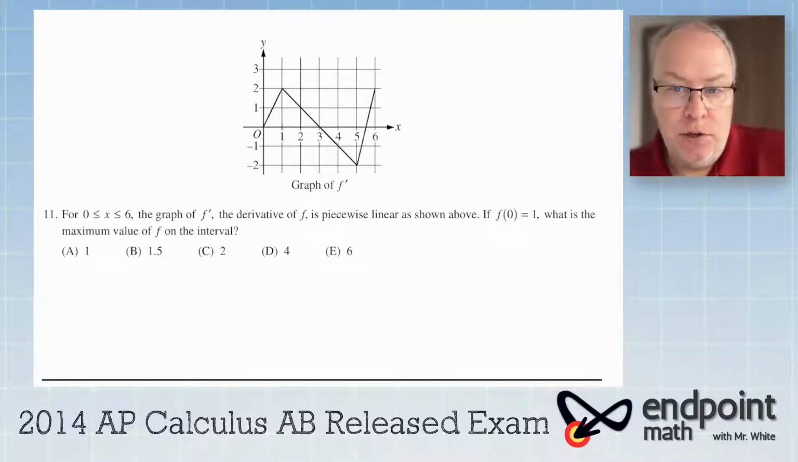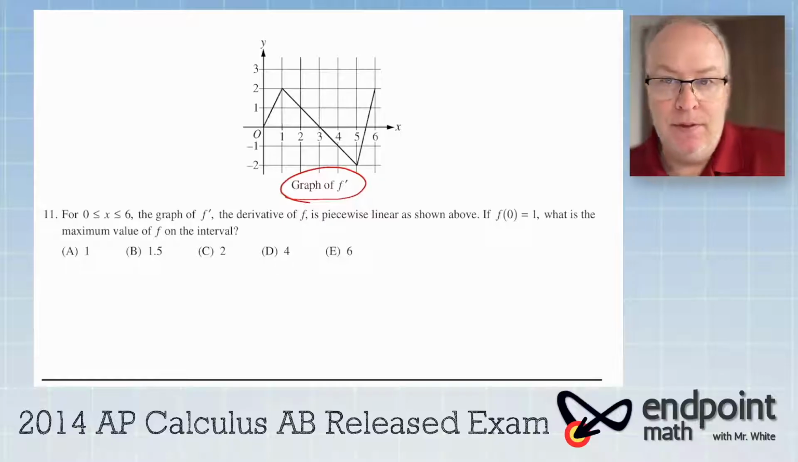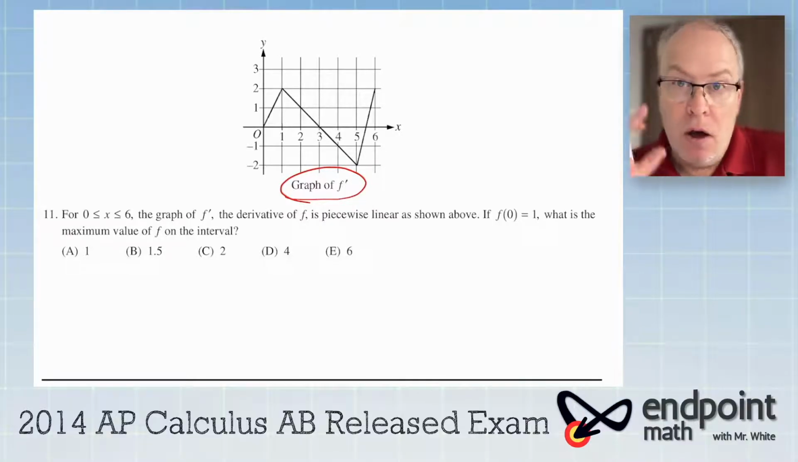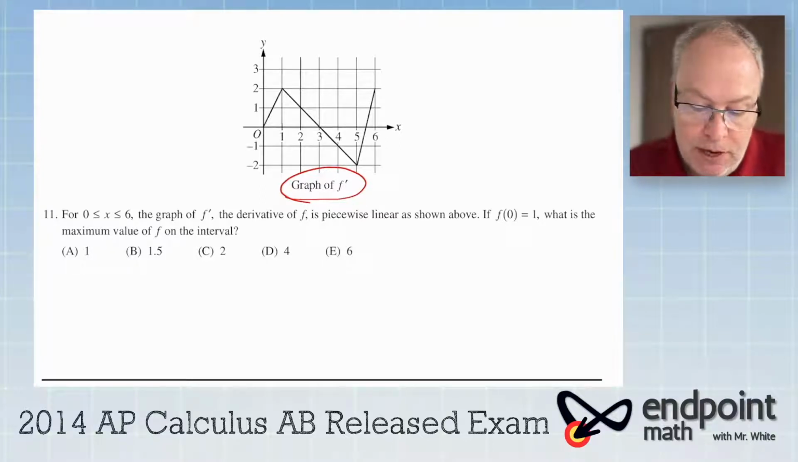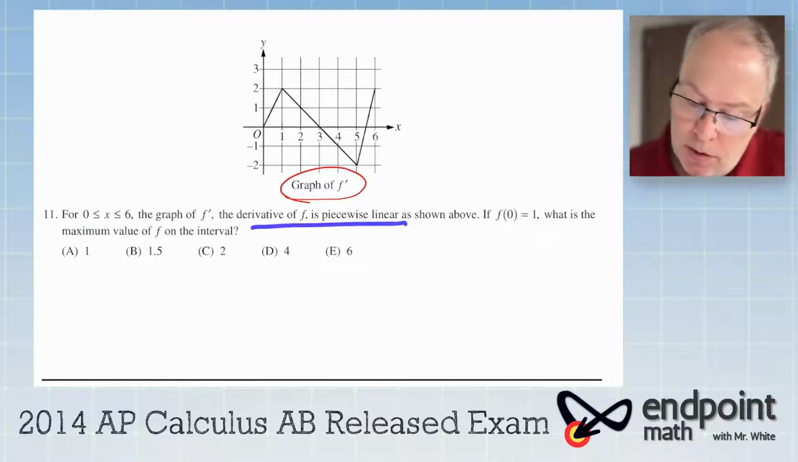So on this first question, if you look at this, it says the graph of f prime. This is not the graph of f, it's the graph of the derivative. Always know what graph you're looking at. So from 0 to 6, we're looking at the derivative, which is piecewise. We see the pieces there, of course.